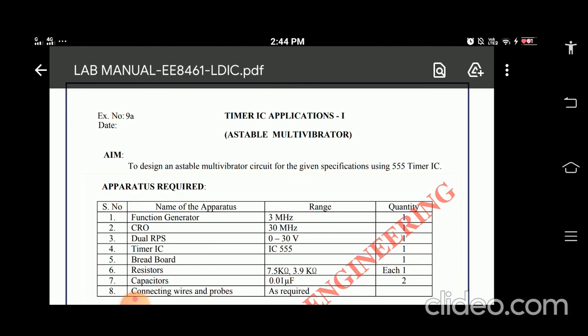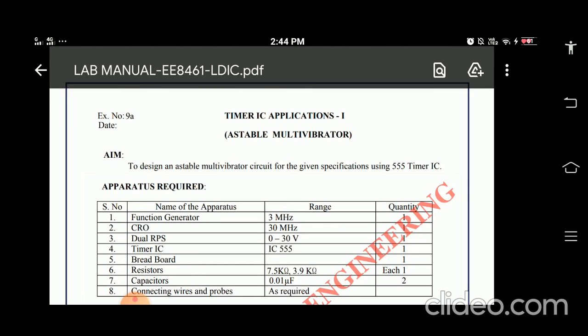So what is an astable multivibrator? It is a free running multivibrator. It is a rectangular wave generating circuit. This circuit does not require an external trigger signal to change the state of the output. So this is the main thing of our astable multivibrator: it does not require any external trigger input.